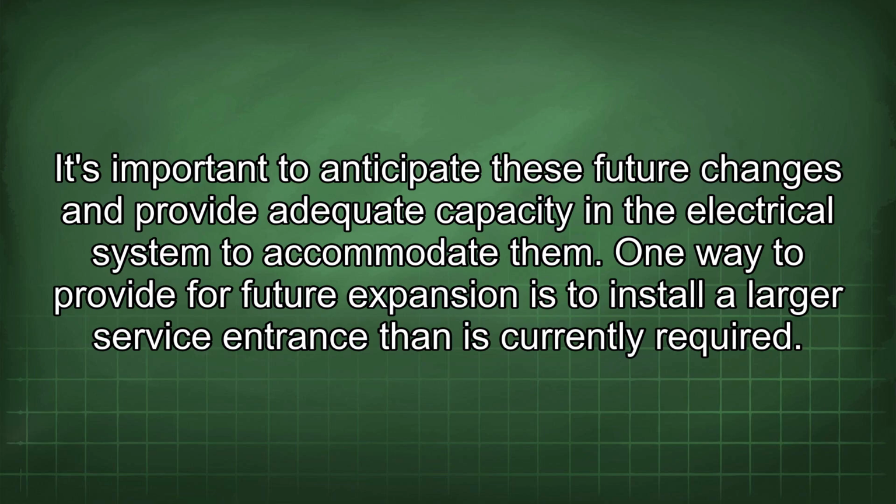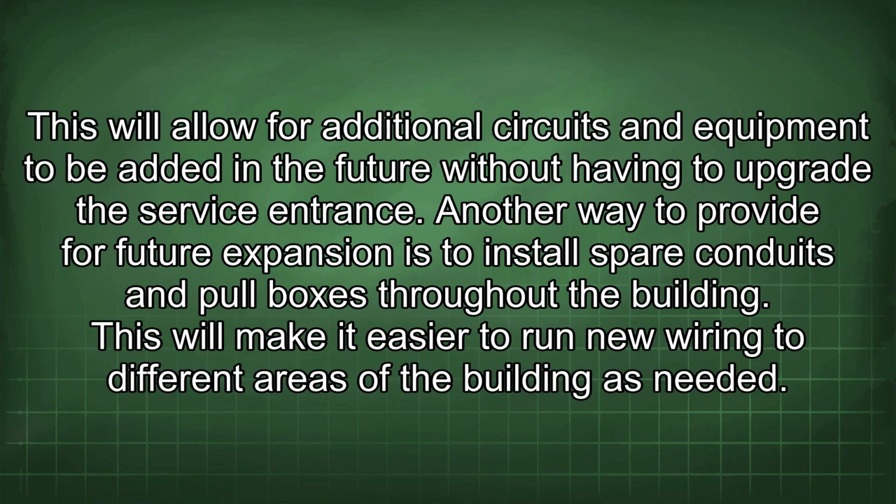One way to provide for future expansion is to install a larger service entrance than is currently required. This will allow for additional circuits and equipment to be added in the future without having to upgrade the service entrance. Another way to provide for future expansion is to install spare conduits and pull boxes throughout the building. This will make it easier to run new wiring to different areas of the building as needed.